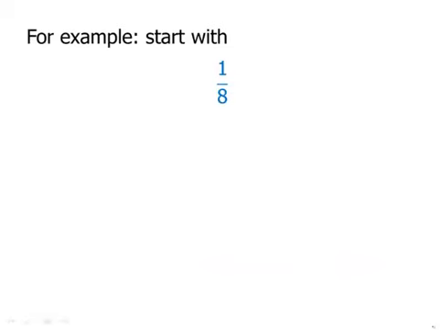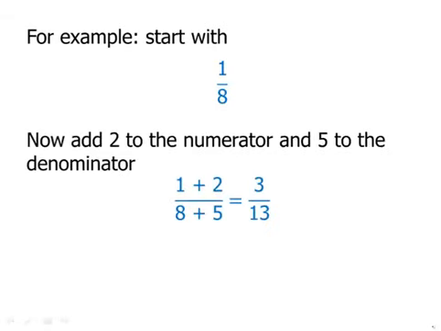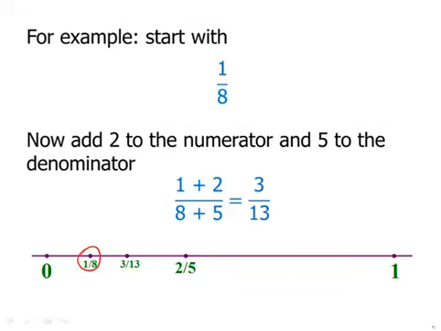So for example, suppose we start with 1/8. Clearly this is smaller than 2/5. It has a smaller numerator and a bigger denominator. So this is smaller than 2/5. We're going to add 2 to the numerator, 5 to the denominator, get 3/13, and the question is, have we made things bigger or smaller? Well, think about where we are on the number line. Here's 1/8, less than 2/5. Adding 2 to the numerator, 5 to the denominator moves it closer to 2/5, which means it moves it up, and therefore we see 3/13 has to be bigger than 1/8.